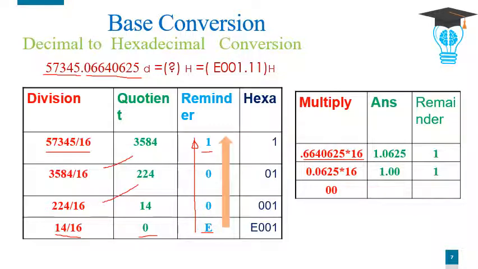Remainder is 1. Taking this 0.0625 and multiplying it with 16, we are getting 1, where the remainder is 1. The residue is 0. This multiplication cannot be continued, and the answer is 11. Answer is 11, taking it top down approach. So the final answer for the decimal number given is E001.11 of hex.